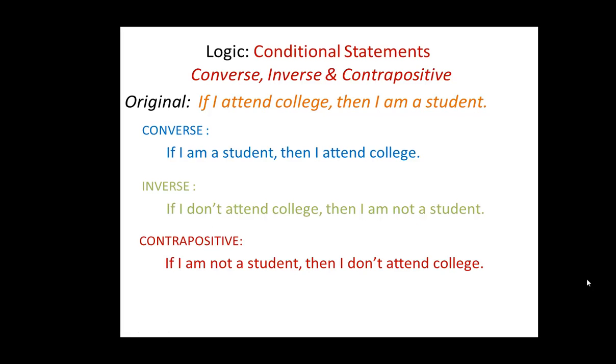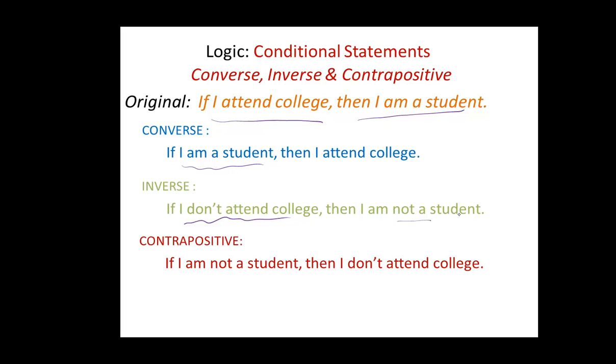Let's think about which one is the same as the original. If we take the original to be true, seems like a reasonable thing to do: if I attend college, then I am a student. So, if I am a student, do I have to attend college? Not really. I could be a high school student. If I don't attend college, does that mean I'm not a student? Once again, maybe I don't attend college, but I'm a student at another kind of school.